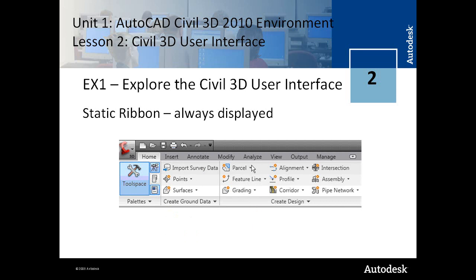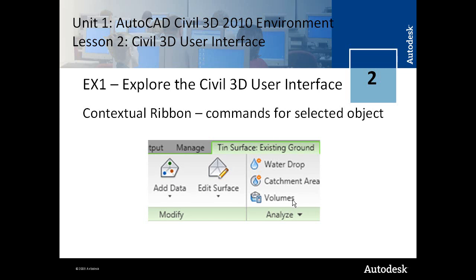A static ribbon is always displayed and contains the panels and commands that you would use most often, and then a contextual ribbon shows you the commands for a selected object. So in this case, a surface is selected and it displays commands specific to manipulating a surface.